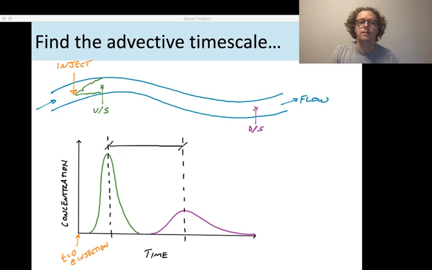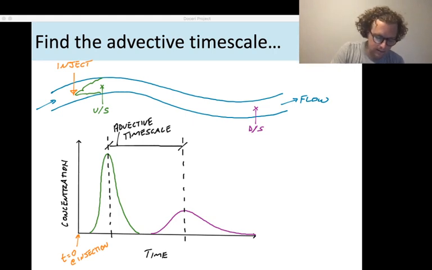Now, to estimate the advective time scale of the problem, we're simply looking at how much time elapsed as we went from the peak at the upstream to the peak at the downstream. So that is the advective time scale of the problem. And I often use T with a subscript ADV to abbreviate that. So T_ADV.